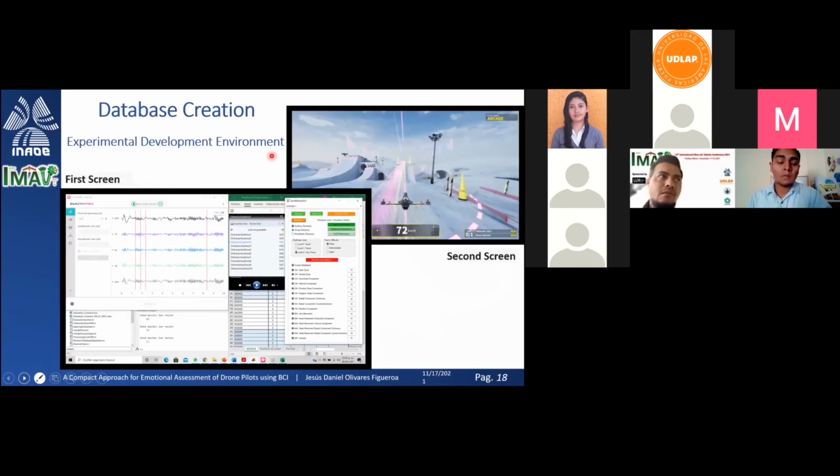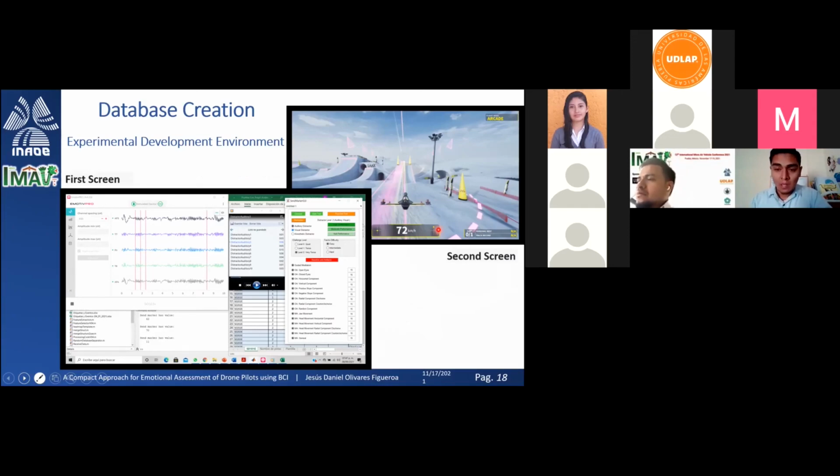This is the representation of the experimental development environment. From the first screen, we control the experiment. This is the graphical user interface that we have created. From here, we send the labels to the app and instructions to the second screen, where the pilot performed the flight task. As I mentioned before, the drone pilots were exposed to three emotional states that were divided into 3 levels.